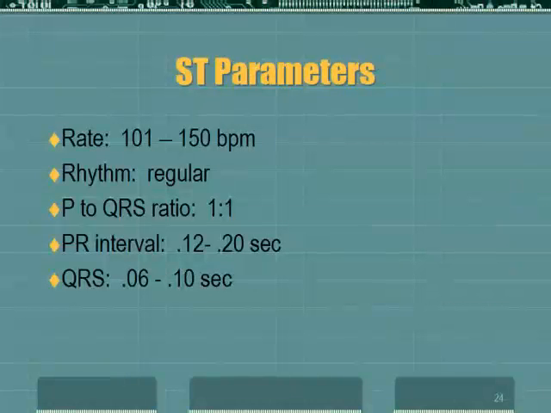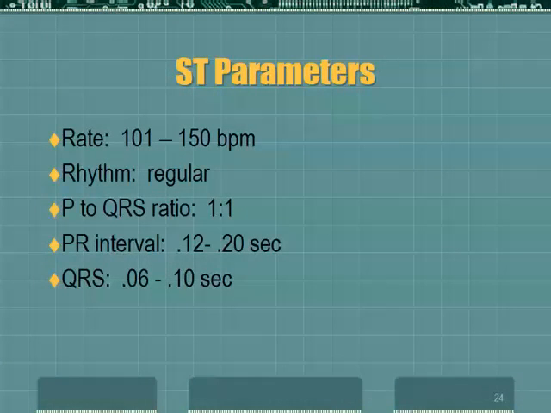The parameters: the rate's going to fall above 100 and up to 150. The rhythm will be regular. P to QRS is going to be 1 to 1. The PR interval is going to be 0.10 to 0.2 seconds, and the QRS is going to fall within a normal range.